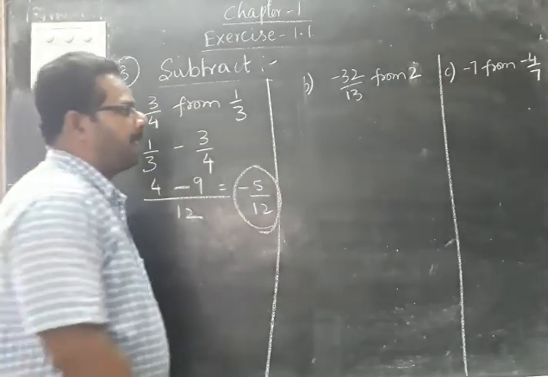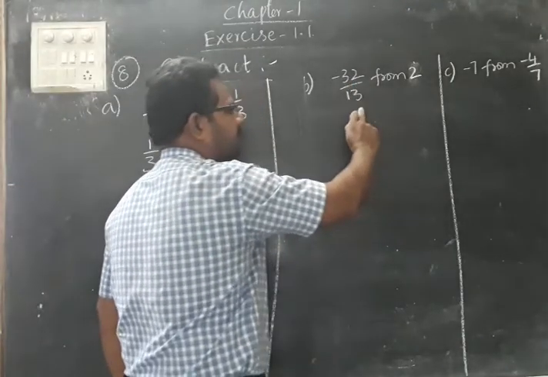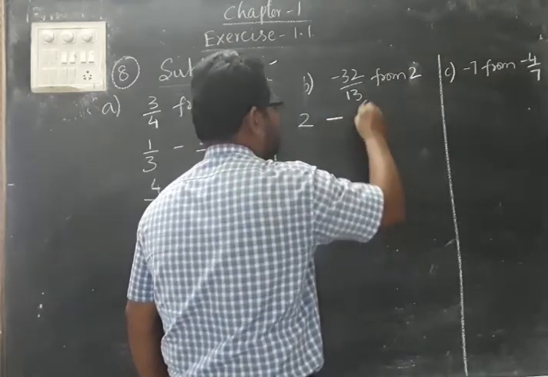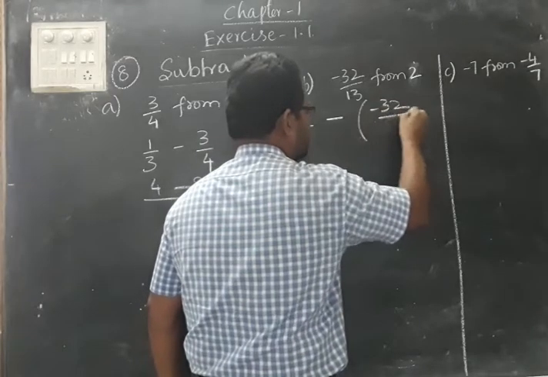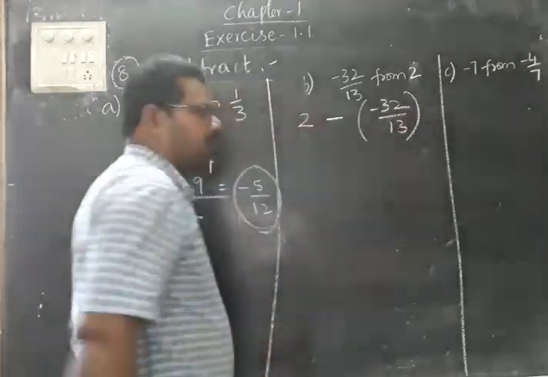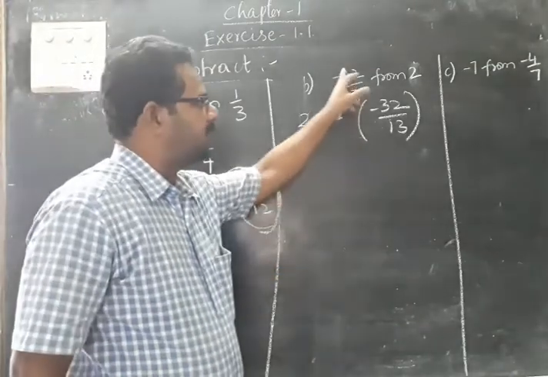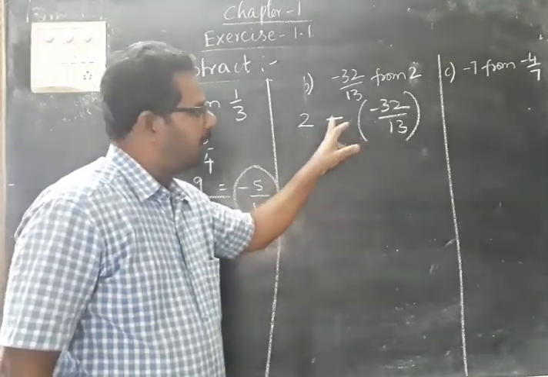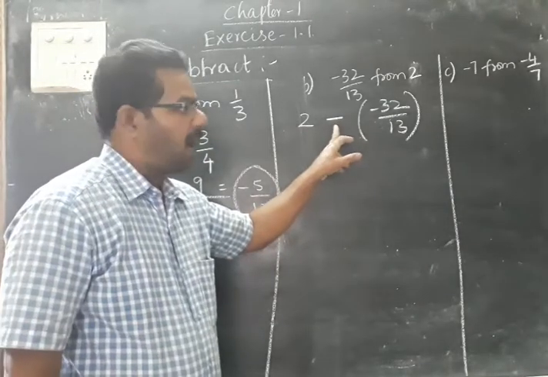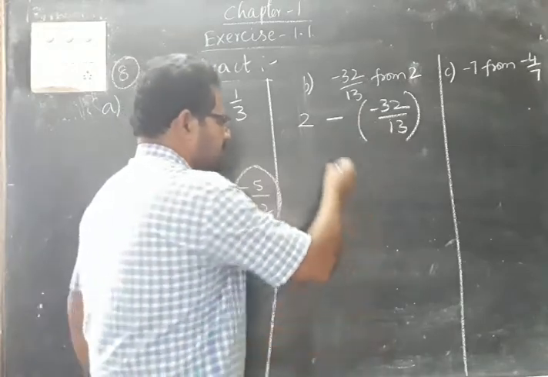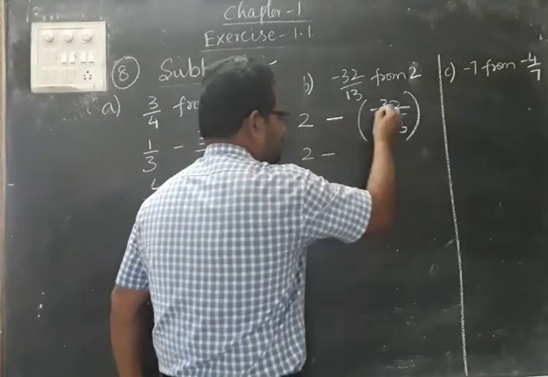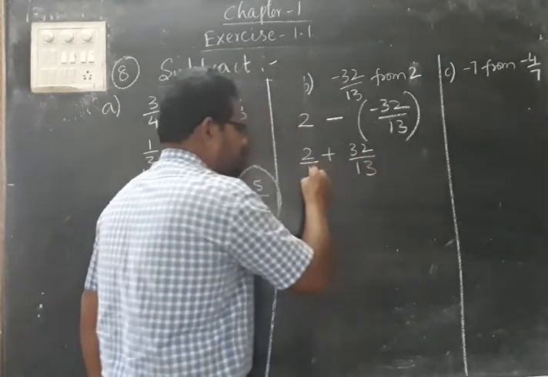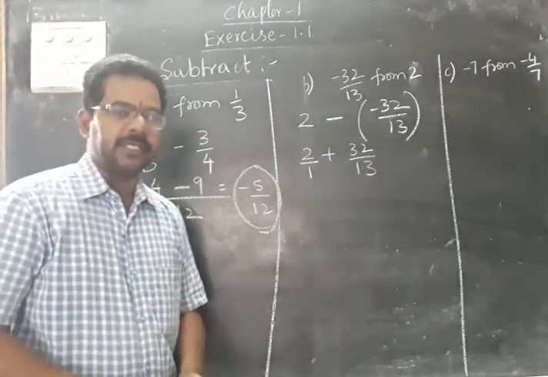Next, second one, minus 32 by 13 from 2 means 2 minus of minus 32 by 13. You have to take care of the symbols. Minus 32 by 13 should be subtracted from 2. So already subtraction means minus we will write. After that this also they have given minus. So what will happen? 2 minus into minus is equal to plus 32 by 13. So 2 you can write as 2 by 1 for our convenience.